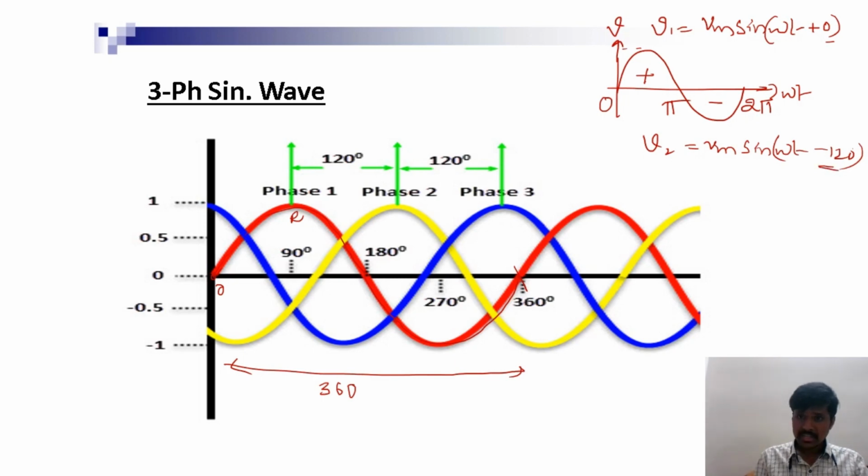That means the phase angle between these two voltages is 120 degrees. That means the first expression starts at 0 degrees, and the other phase is going to start at 120 degrees. From this point it is going to start.